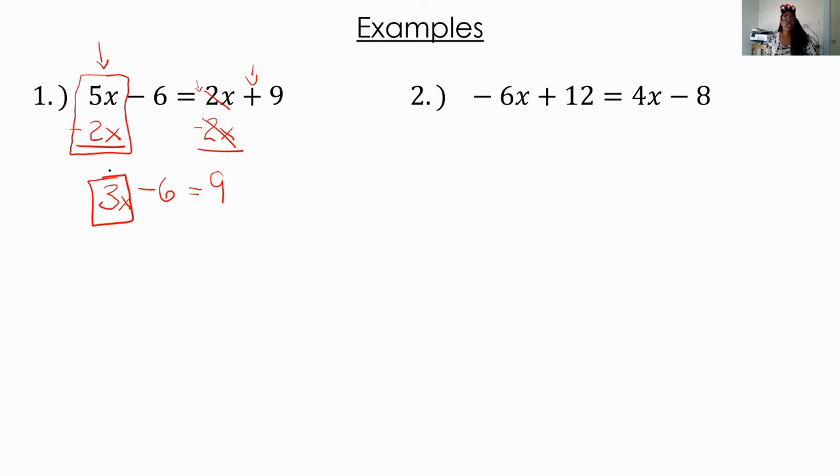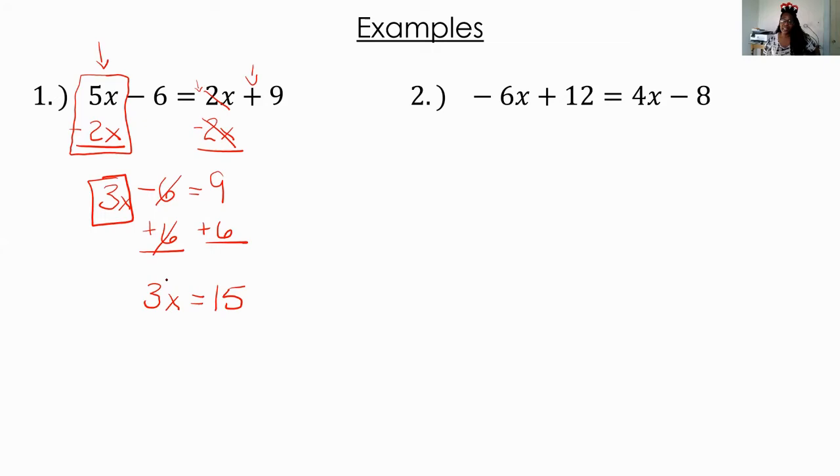All right. So then we want to get rid of the minus 6. So we're going to add 6 on both sides. So negative 6 and plus 6 are going to cancel out. That brings down my 3x, brings down my equals, and now we got 9 plus 6, which gives me my 15. So now this looks like a one-step equation.